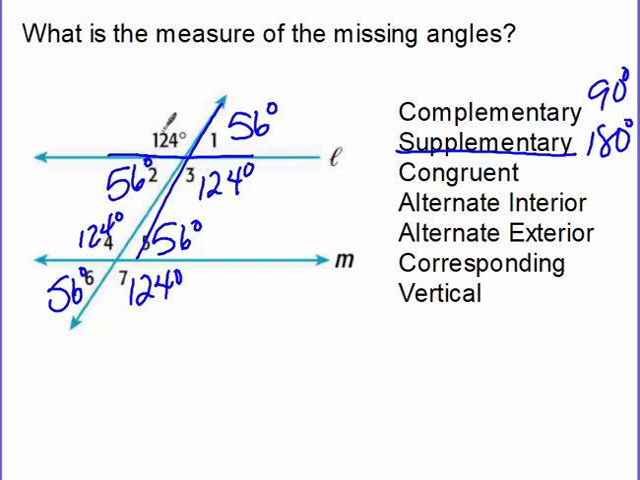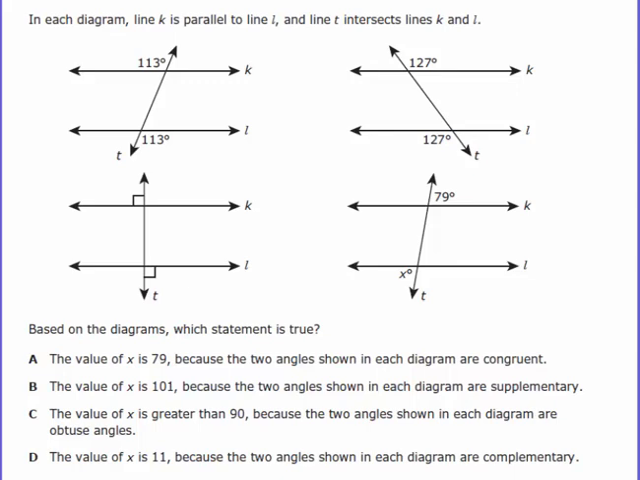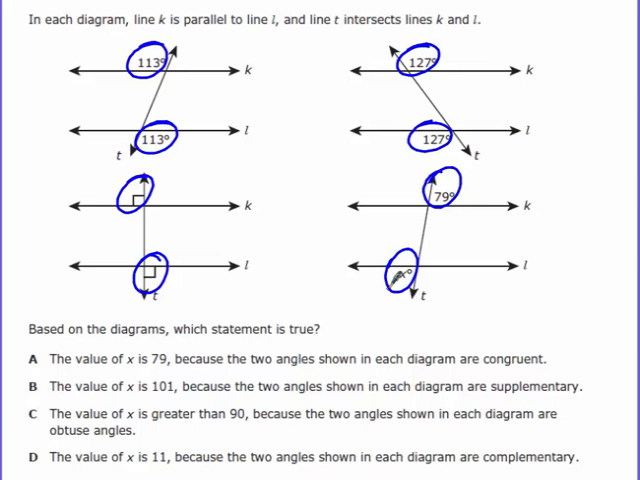Now, why would we need to know that? Because sometimes STAR will ask you questions like this. It says in each diagram, line K is parallel to line L, and line T intersects lines K and L. Based on the diagrams, which statement is true? What they're asking about is the relationship between those two 113s, and we know those are alternate exterior angles. Same thing for these two, and these two. They're all alternate exterior angles. So how is this 79 related to angle X? They're alternate exteriors, which means angle X should be 79 degrees. So my answer should be A.